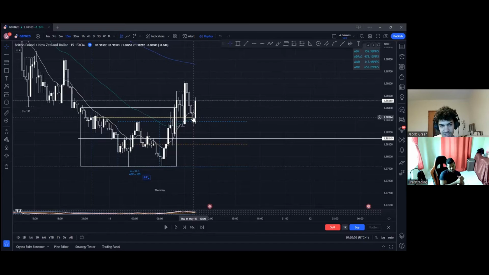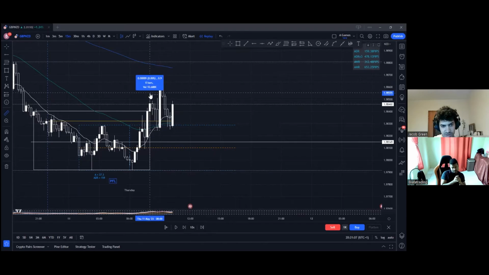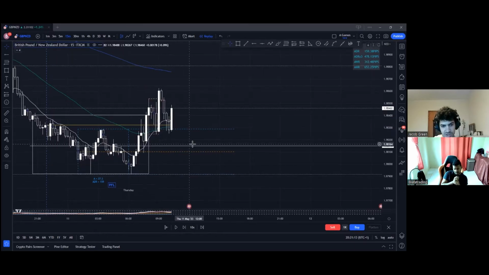Here is a potential entry, because what I've seen is a W formation coming off of the Asian range. We've made a high and we've pulled back. Yeah, I would have checked it here, to be honest with you. We've pulled back 29 pips. So this is a risky entry. It's off the top of the Asian range.